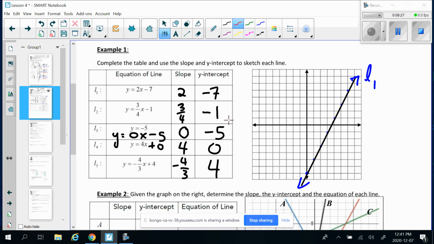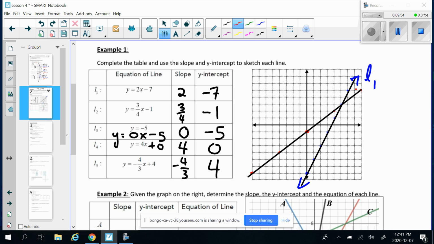So this one has a y-intercept of -1, but the slope is 3 over 4. So I'm going to rise by 3: 1, 2, 3. Run by 4. Rise by 3. Run by 4. And because I need to run the other way, I'm going to rise by -3 and run by -4, so I can get some points on this side. And that's how I'm going to draw my line over here. So this here's line 2.